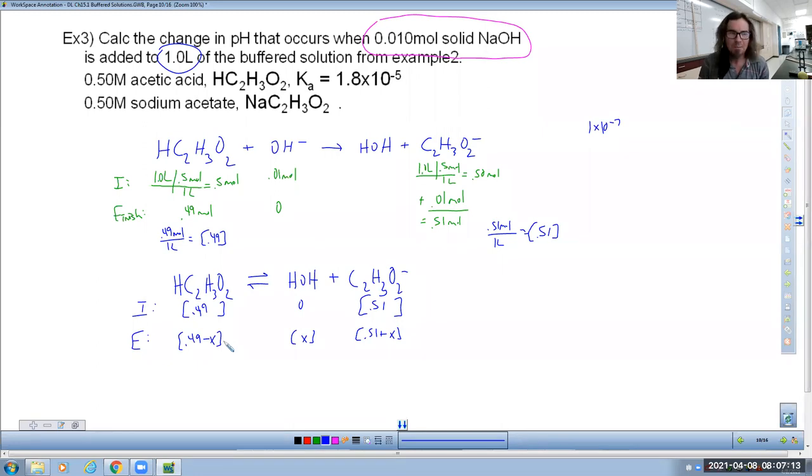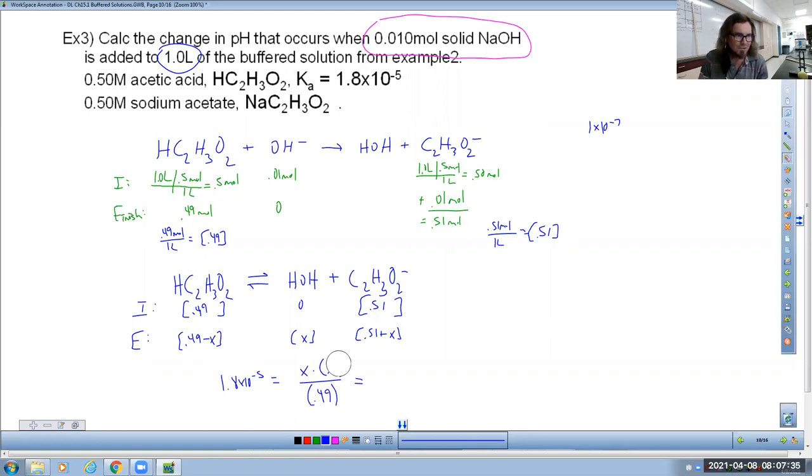The steps that you skip because of me could be costly on your AP test, just not on your chapter test. All right, you guys are ready to solve this now, right? We can say the Ka, 1.8 times 10 to the negative fifth, equals X times 0.51 divided by 0.49. This time you can't just cross them out.